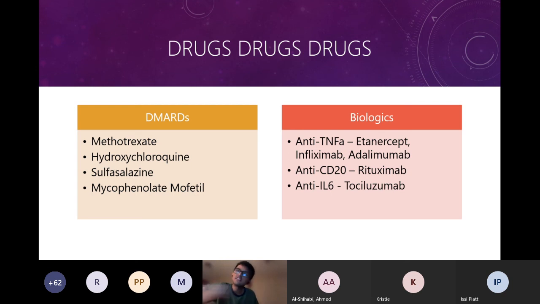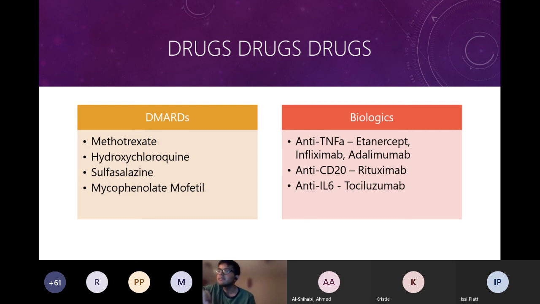Does anyone know what cells express CD20? Taking you back to first year, yay. Doesn't everyone miss that? B cells, exactly. So if I knock out your B cells and I deplete them, what are you going to stop producing? Antibodies, exactly. So rituximab is used in loads of different conditions. It's really good in rheumatology, in all of these antibody-mediated diseases. So it's really good in rheumatoid.